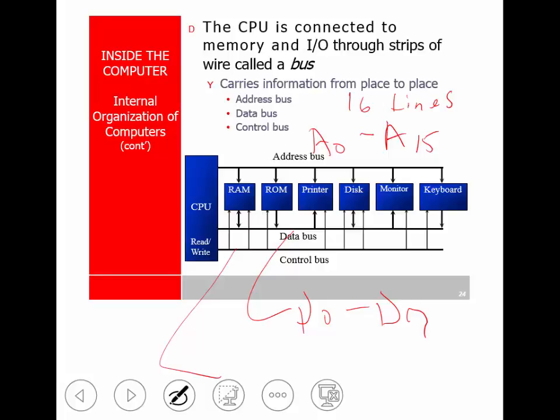I'm going to lose this thing here. Right there. So, okay.